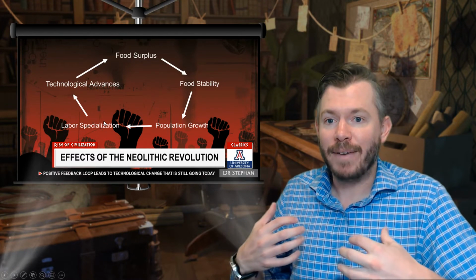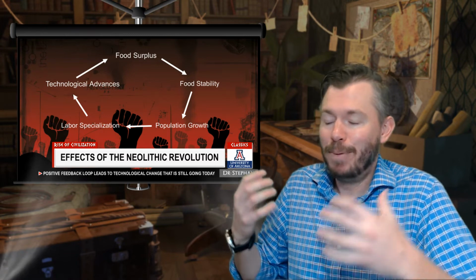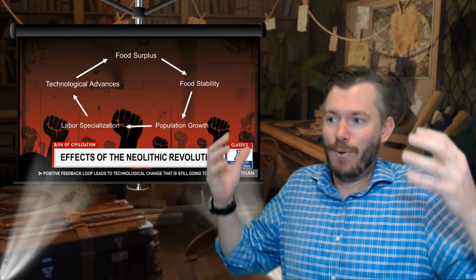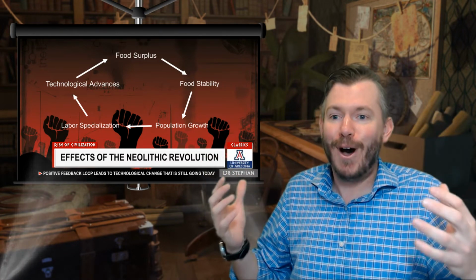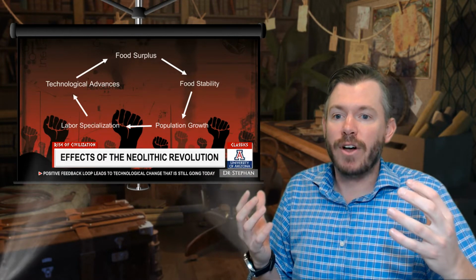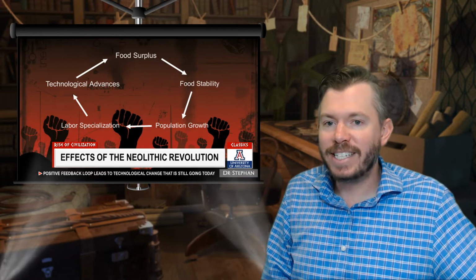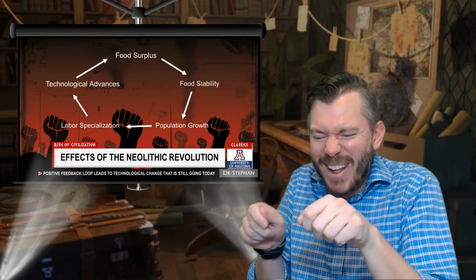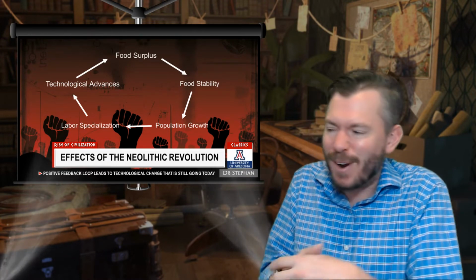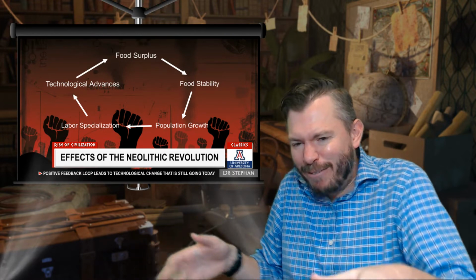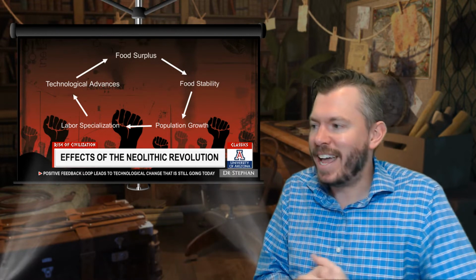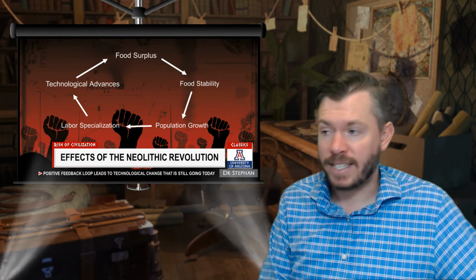Where we are today in terms of producing computers and rocket ships and all sorts of really awesome stuff is a result of a few people 12,000 years ago deciding to start adding a little bit of water to the plants that were already growing there, building a little fence around the animals that they had, and starting this process.